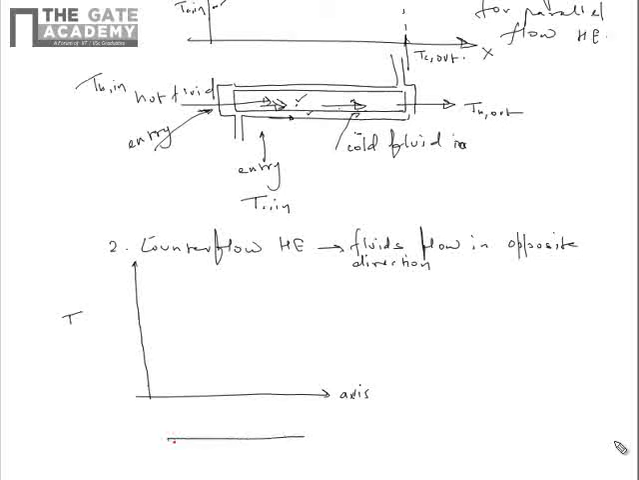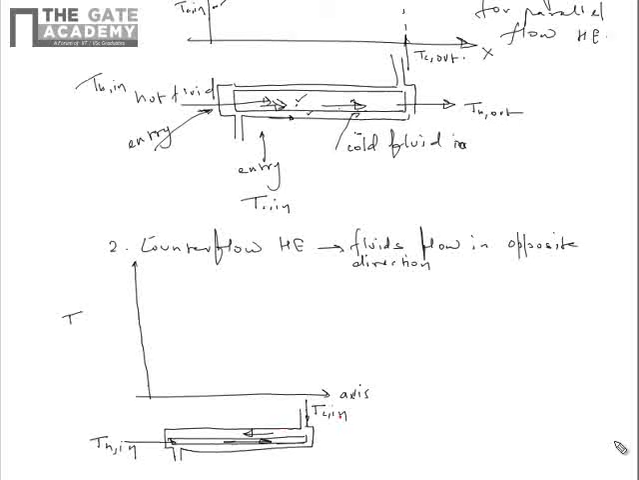If we draw a counterflow heat exchanger, let us say this is the inner tube and this is the outer tube. Hotter fluid is entering from here and colder fluid is entering from here, Tc in. Since both the fluids will flow in opposite direction, colder fluid will move in this direction and hotter fluid will move in this direction. That's why we call it a counterflow heat exchanger.